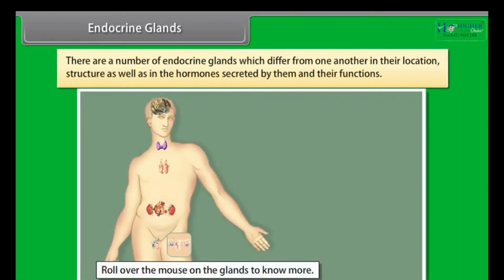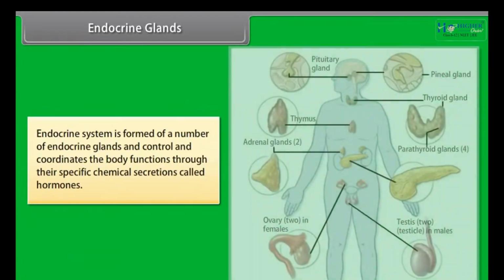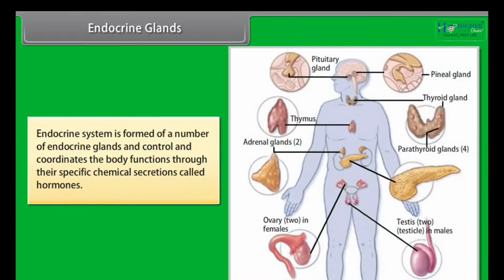Endocrine glands. There are a number of endocrine glands which differ from one another in their location, structure, as well as in the hormones secreted by them and their functions. The endocrine system is formed of a number of endocrine glands and controls and coordinates the body functions through their specific chemical secretions called hormones.